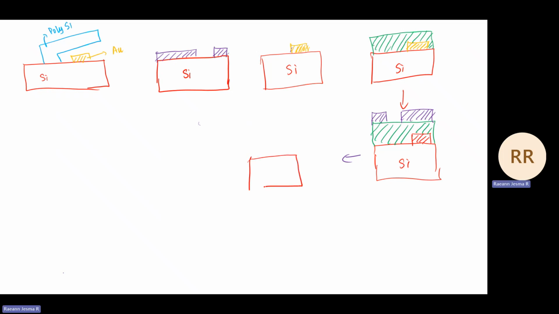So after etching, what we will have is silicon, then the gold electrode. The sacrificial material will be etched below the regions where there was no PR. In the remaining regions, sacrificial material will still be there. Next, we'll go for polysilicon deposition.